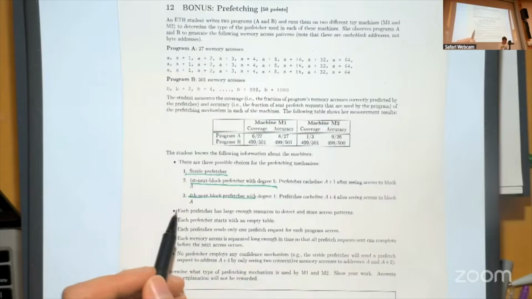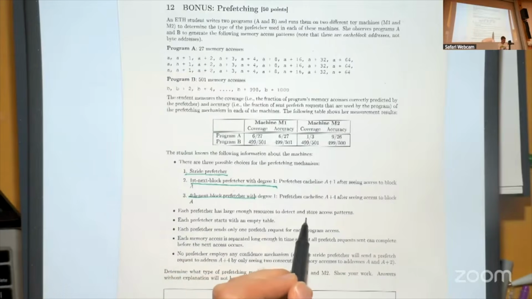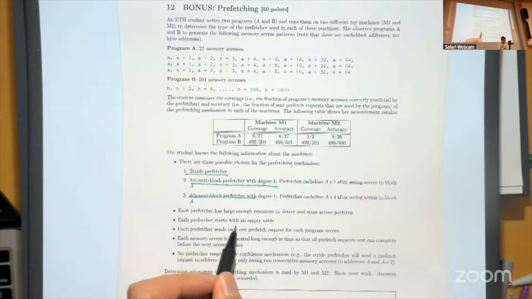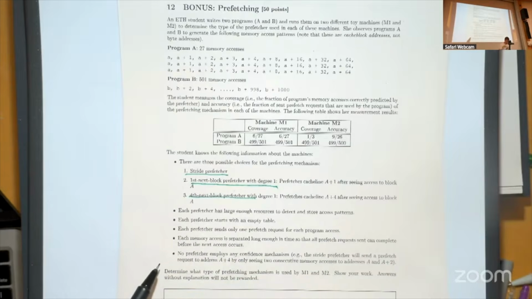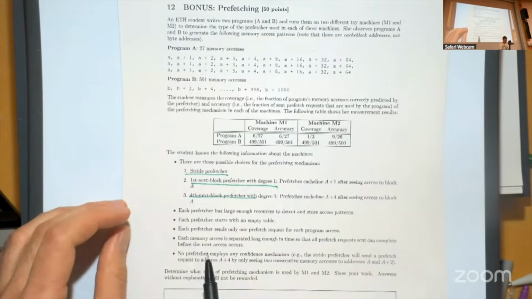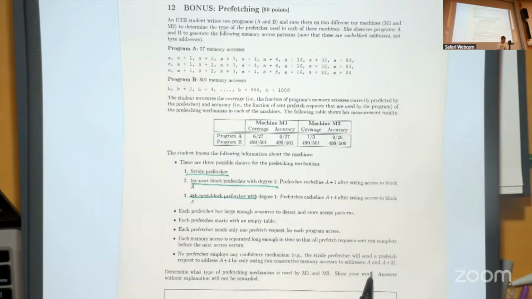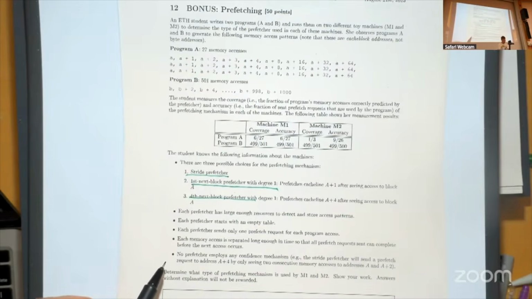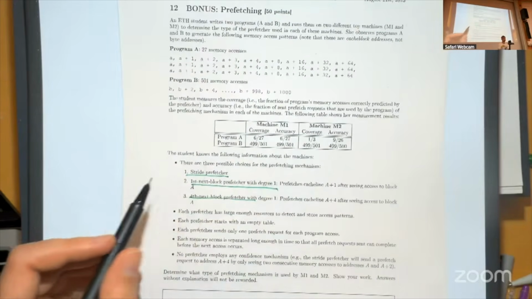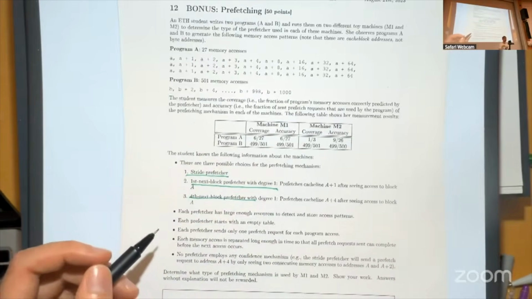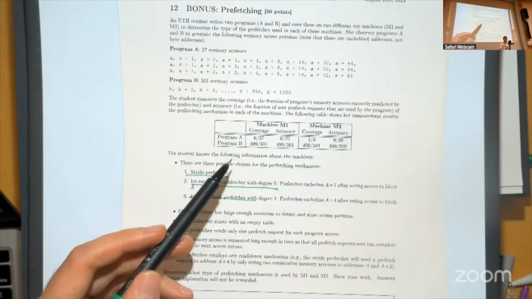And here there are some assumptions. Each prefetcher has large enough resources to detect and store access patterns. Each prefetcher starts with an empty table. Each prefetcher sends only one prefetch request for each program access. Each memory access is separated long enough in time so that all prefetch requests sent can complete before the next access occurs. No prefetcher employs any confidence mechanism. The stride prefetcher will send a prefetch request to address A+4 by only seeing two consecutive memory accesses to addresses A and A+2. So basically, we have three prefetchers, two machines with these metrics, and we want to find out which prefetcher each one of these machines uses.